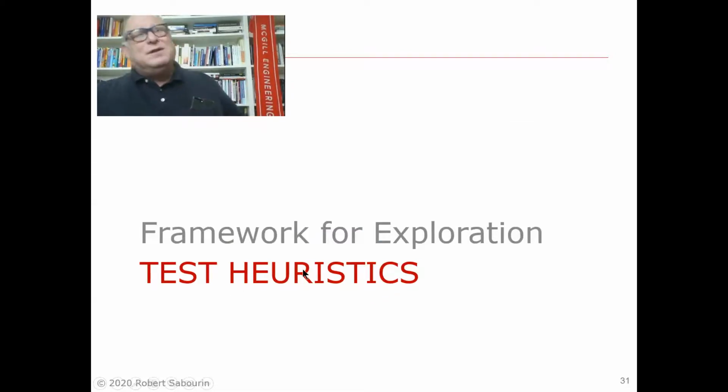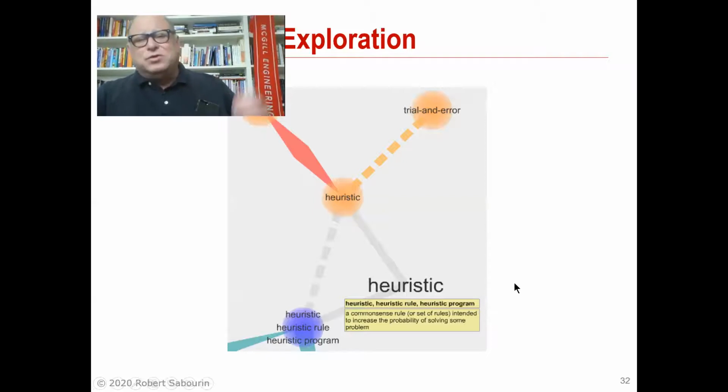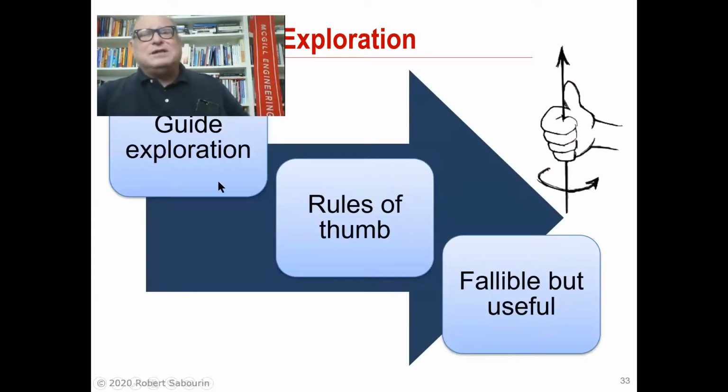There's a whole bunch of strategies specific to testing. What I call test heuristics, and there's a bunch that I like to use. They're rules of thumb. They're basically guides to your exploration. They're guides to your testing. They're not always going to help you, but they almost always do. They're failable, right? So they guide your exploration. They're rules of thumb, and they're failable.